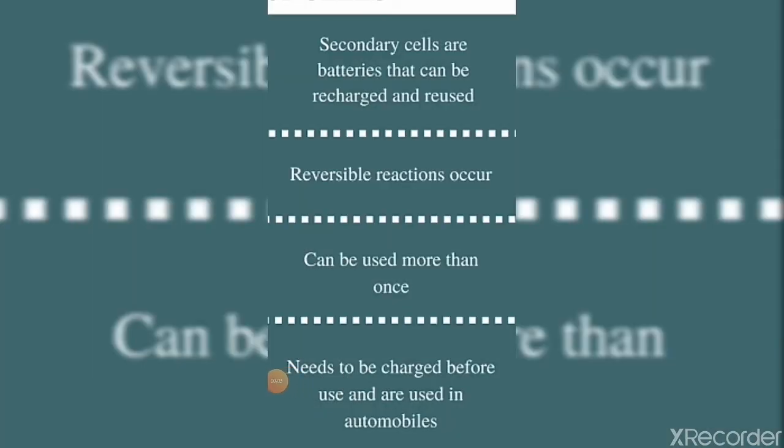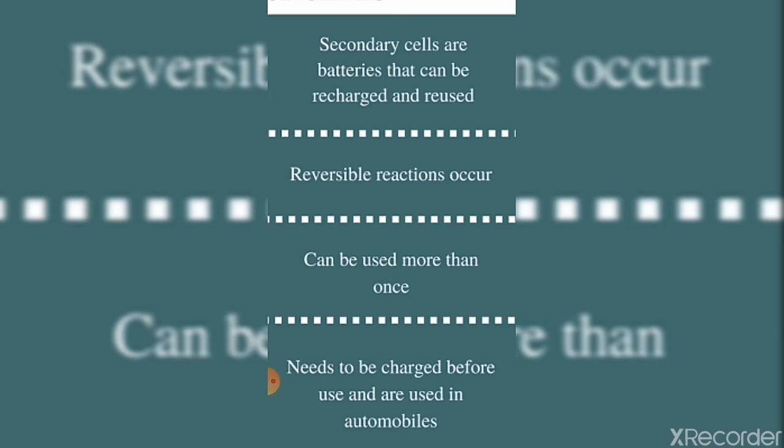Now let's talk about the next, that is the secondary cell. Secondary cells are batteries that can be recharged and reused. These are not like primary cells, which are use and throw. Once we have used it, the complete chemical energy gets converted into electric energy. Again, we can reverse the process and use it in future also. So the chemical reactions in secondary cells are reversible. They can be recharged and used more than once, because they can be recharged once the whole of the energy is used.